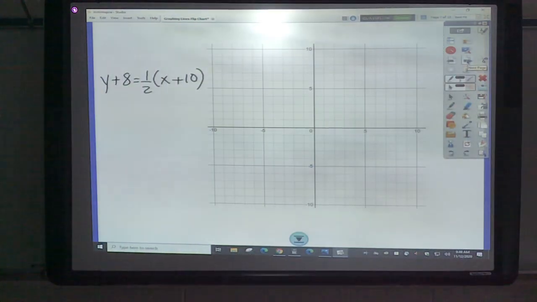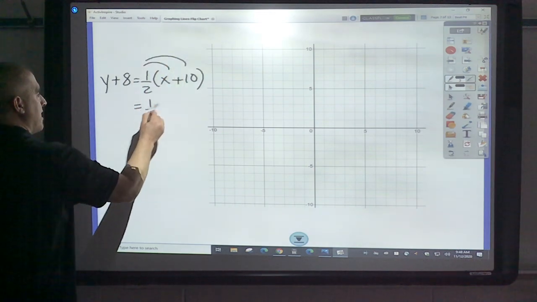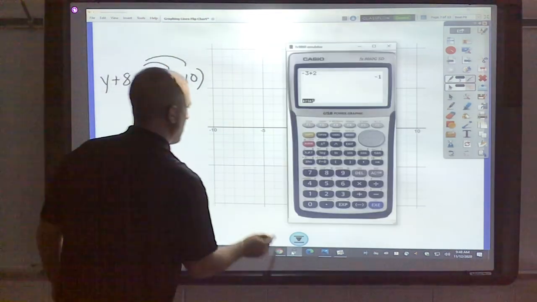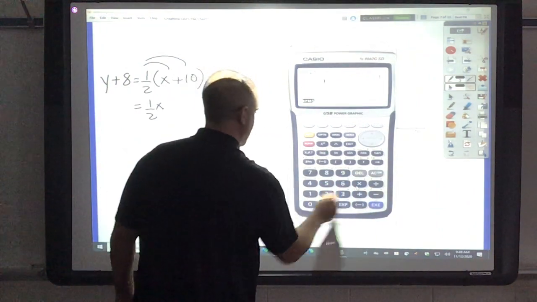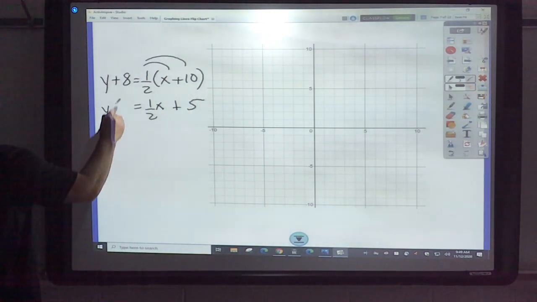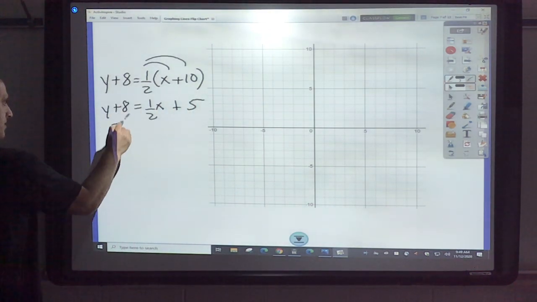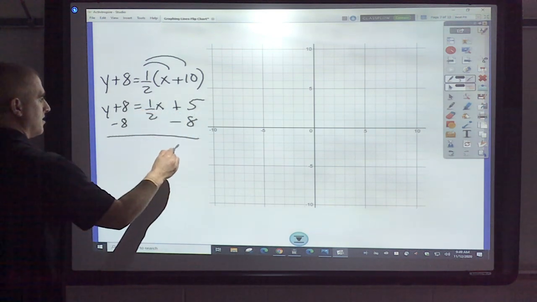Let's look at this one. Okay? I would take the 1/2 and multiply. 1/2 times x is 1/2 x. Okay? 1/2, I put parentheses around my fraction, times 10 would get this to be 5. So I got y plus 8. So then what I would do is I would subtract the 8 over. Okay, I can't subtract that from the x because those are unlike terms.